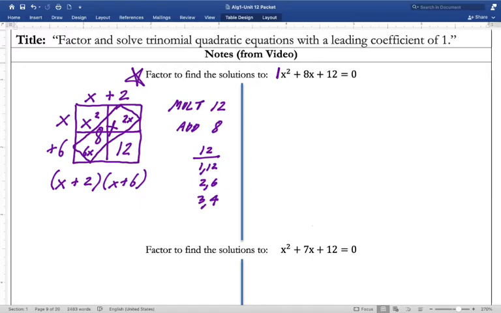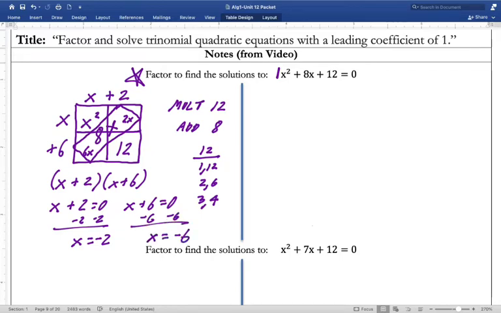Now to solve from there, I would set those factors equal to 0 and solve. So subtracting 2 from both sides gives me a solution of -2. Subtracting 6 from both sides gives me the other solution of -6. And that looks pretty nice if we have a leading coefficient of 1.